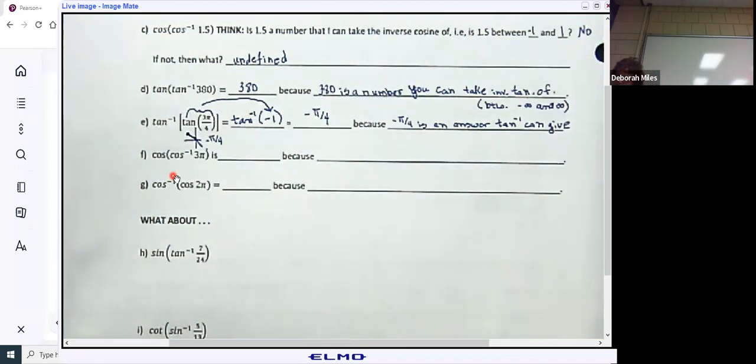Three-fourths pi is not an answer that inverse tangent can give. 7/4 pi is not an answer inverse tangent can give, but -pi over 4 is an answer that inverse tangent can give.